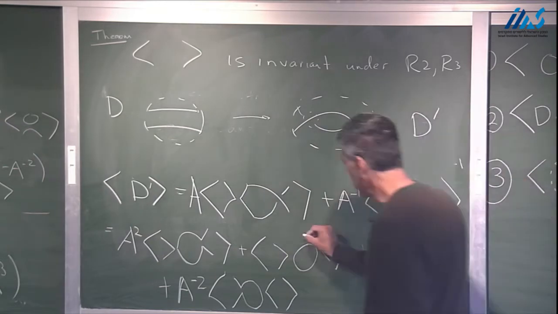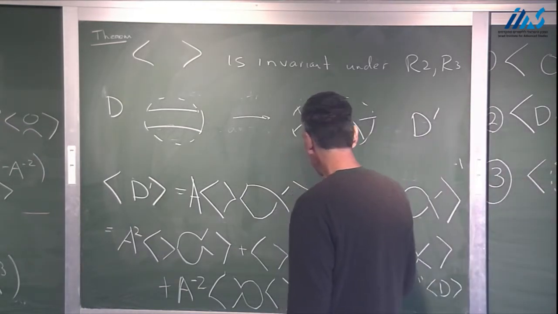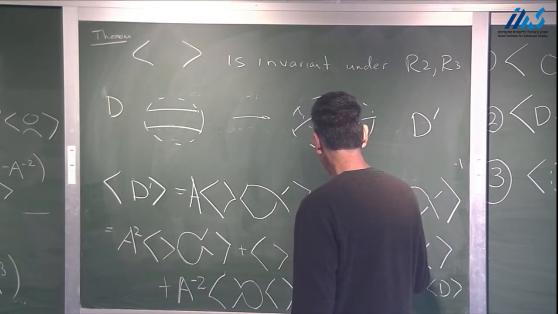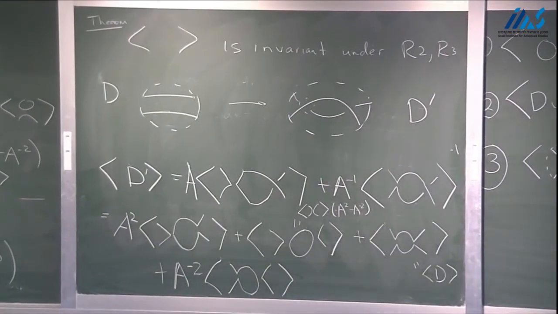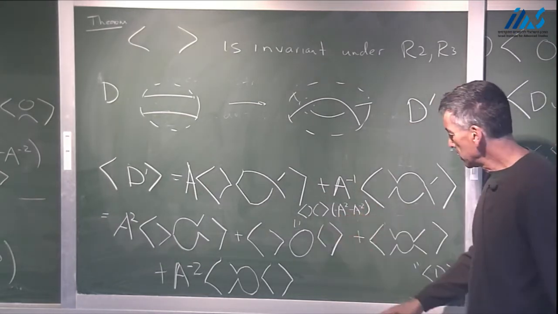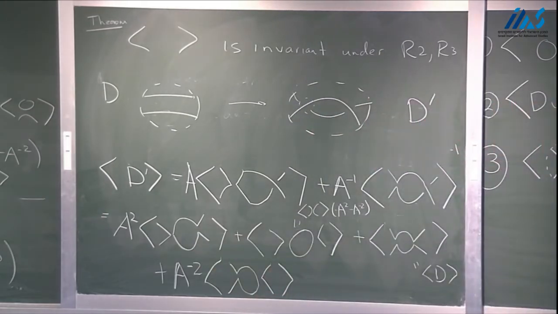Okay, so put in this. This is equal to the bracket of this diagram times minus A squared minus A to the minus 2. That's using this rule here: when you add a circle, you multiply by minus A squared minus A to the minus 2. And now all three of these are the same picture, and the coefficients cancel.